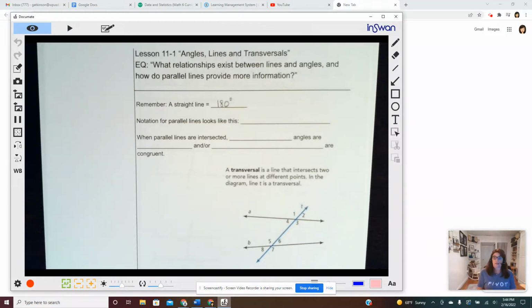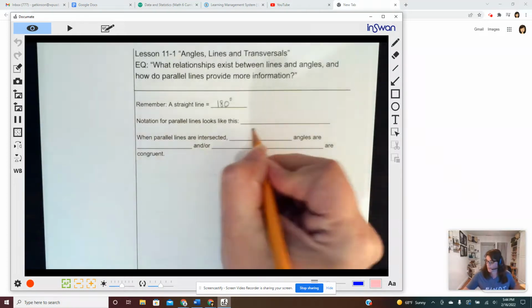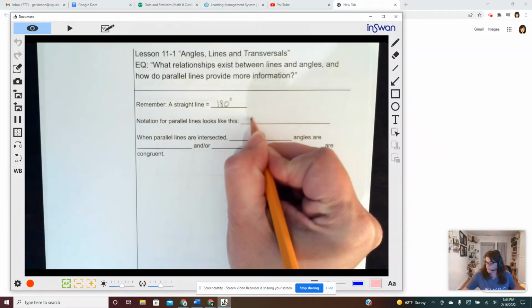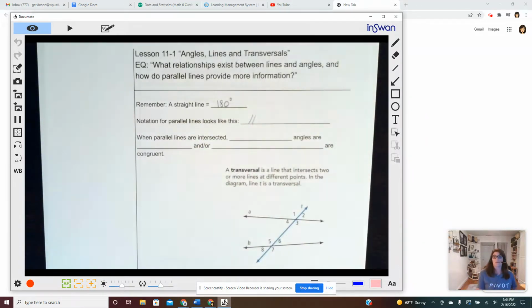Notation for parallel lines. If I'm going to say some lines are parallel, it looks like this. It's kind of like I drew a road or a slanted 11. The reason I didn't type it is because it's clearer handwritten than typed sometimes. But if you see anything that looks like that while we're doing geometry, it does mean parallel lines.